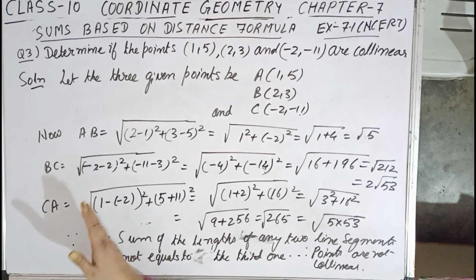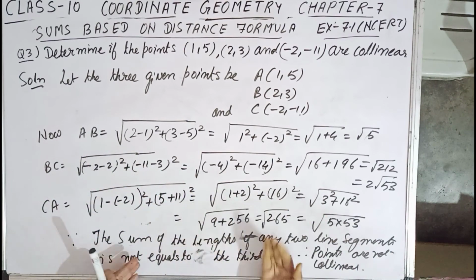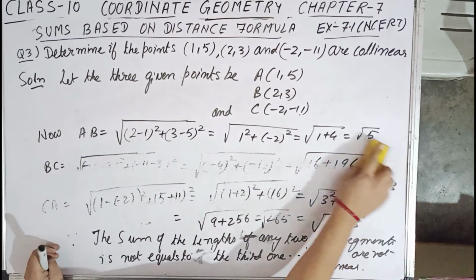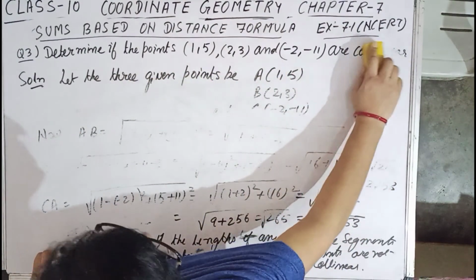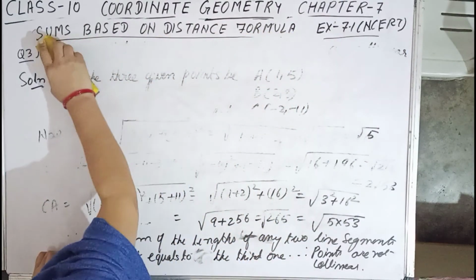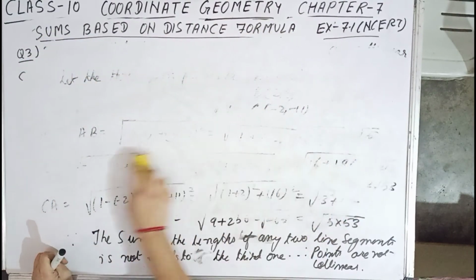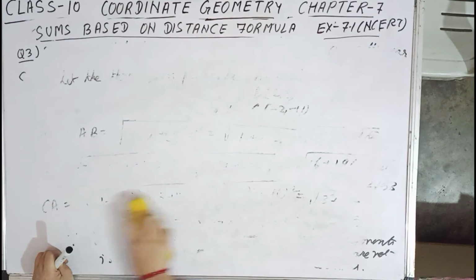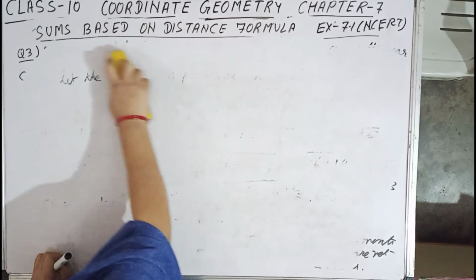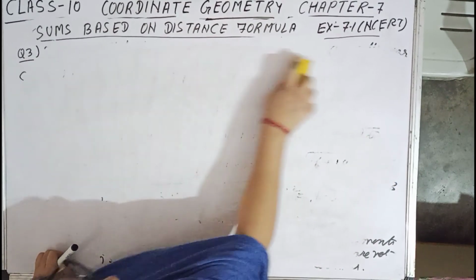So over here AB, BC, CA, you find the length and just check that the sum of any two is not equal to the third one, therefore the given points are not collinear. If the sum of the lengths of any two is equal to the third one, then obviously you can write that the points are collinear.